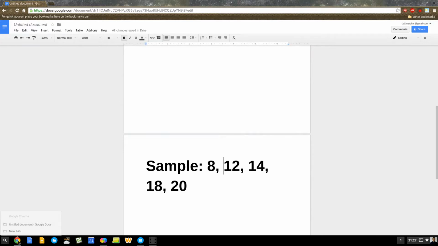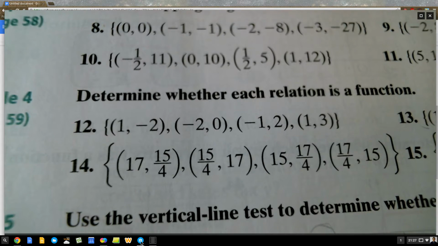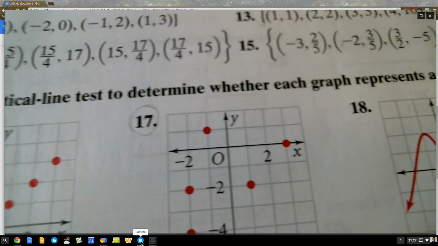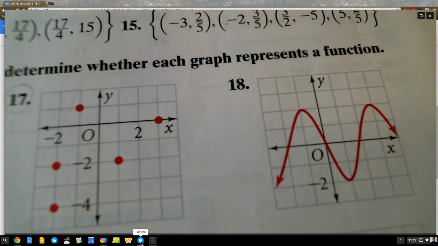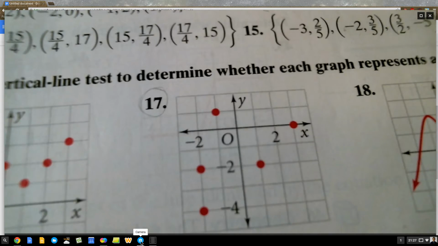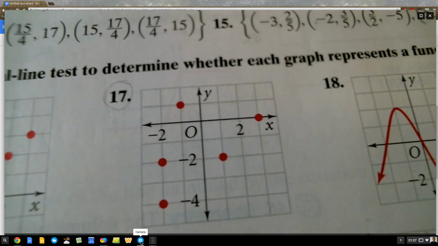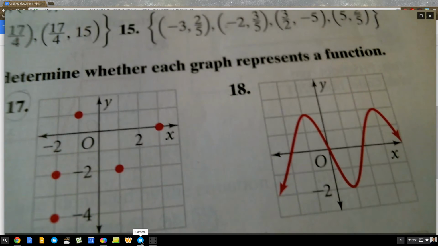So let's see what else we have. So number 18, okay, let's try number 18 now. What is the question for number 18? Number 18, okay. So the question asks, use the vertical line test to determine whether each graph represents a function.